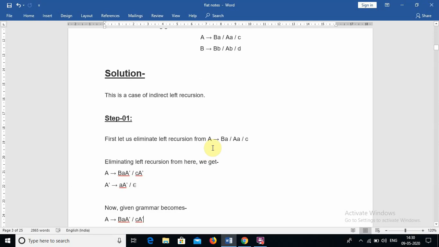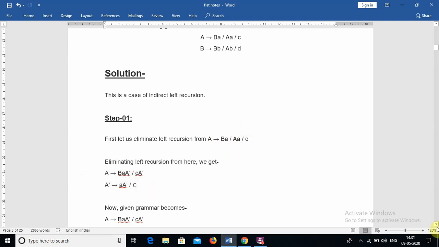First we have to eliminate, so one by one we can eliminate. In this we have left recursion: A to AA, direct left recursion, B to BB, direct left recursion. So first we have to remove them one by one. So first we have to eliminate left recursion from this one. Okay, how can we remove it? A to BA A1, C A1, and A1 to a A1 slash epsilon. Okay, from the first production rule we eliminated the left recursion.